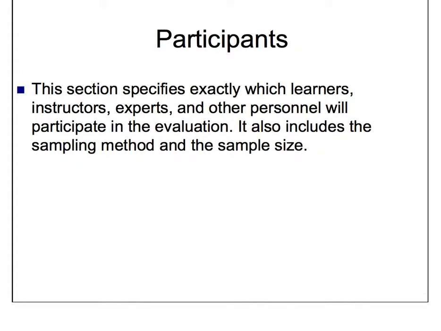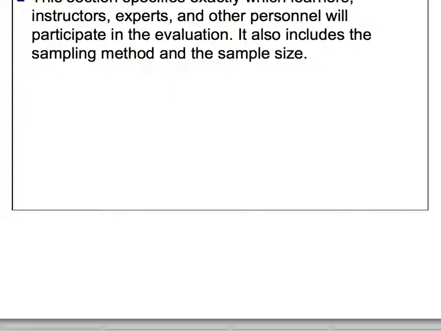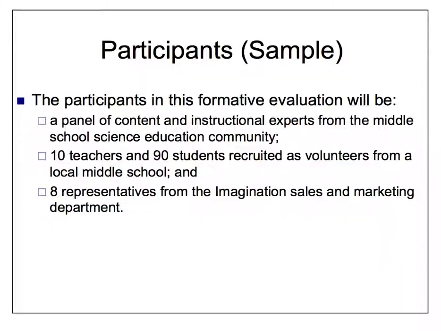Then the next section is, who are your participants? Participants could be learners from the learner population, but it also could be personnel who are involved. In the example from the Reeves book, they have a panel of content and instructional experts from the middle school science education community. They have 10 teachers, 90 students, and then 8 representatives from the sales and marketing department. These are the people they're collecting data from, because these are the people who are able to answer the questions that are going to inform the decisions.